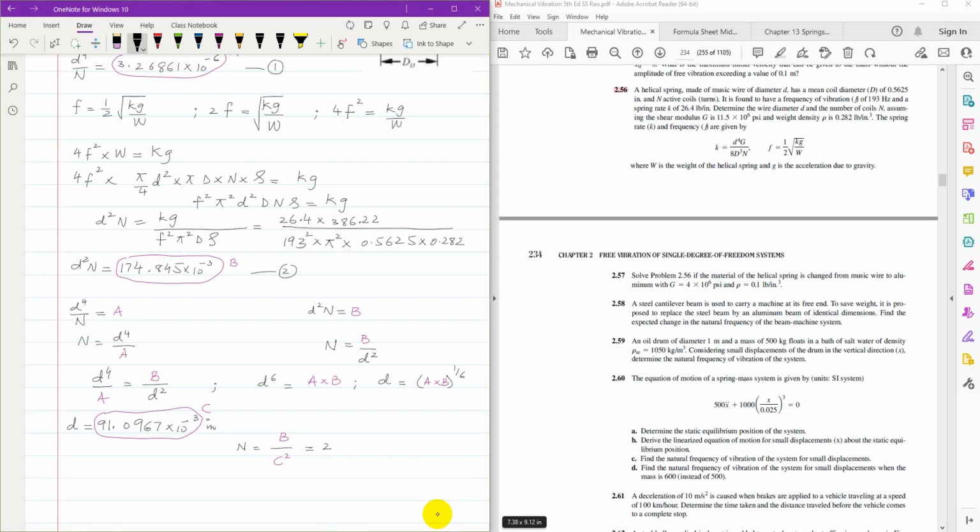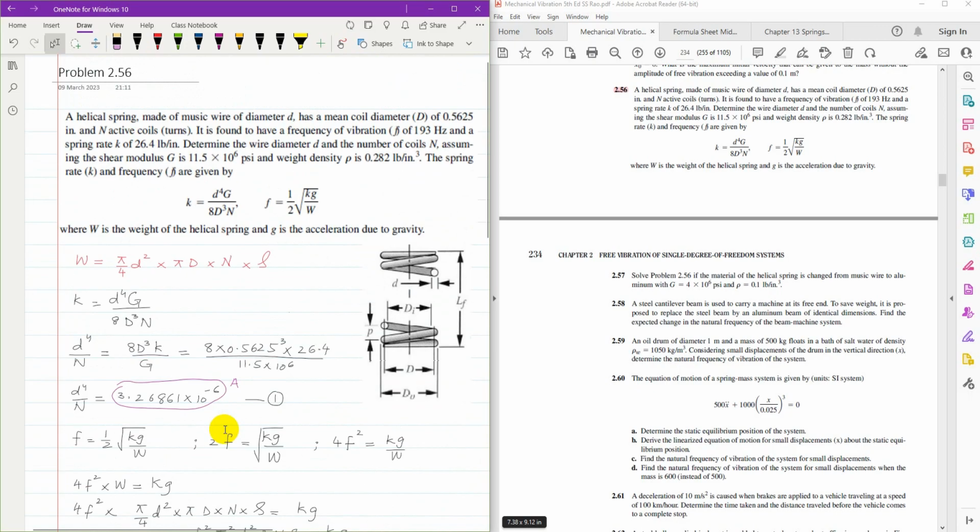So it comes as 21.0692, and because the number of turns is always rounded, I can round it to 21 turns. So the diameter comes as 91.0967 into 10 to the power minus 3 inches, and n is 21 turns. So that is the solution of problem 2.6. Thank you very much for watching.